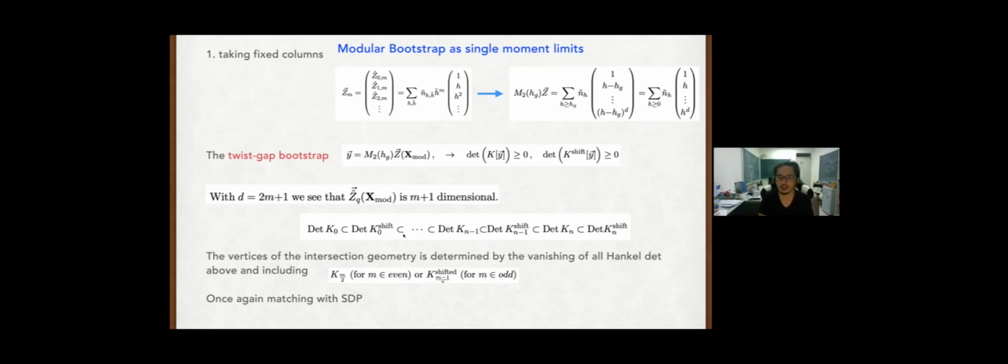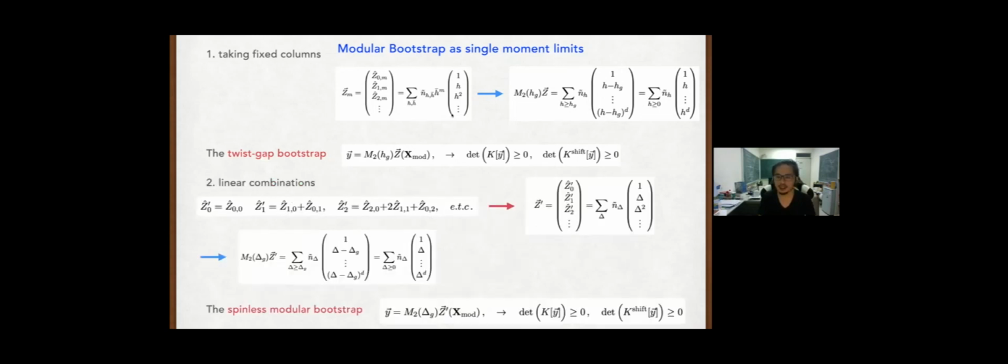We also find the minimal value. For H gap, you get the extremal value of the gap. For Z, you get the extremal value of the partition function at the self-dual point. And so you can get this information by doing this analysis.